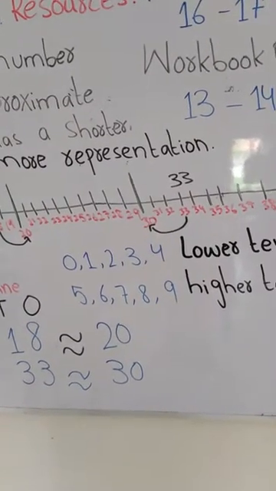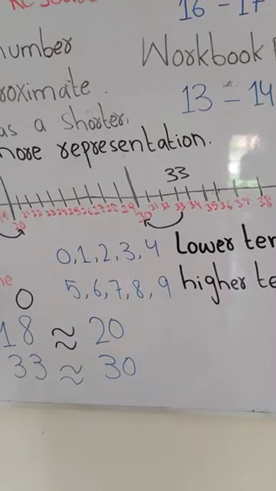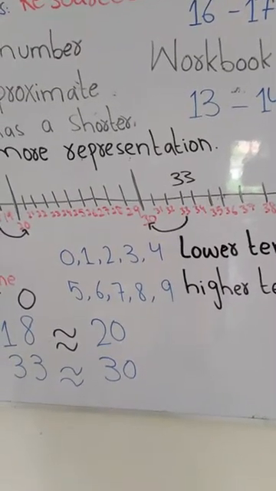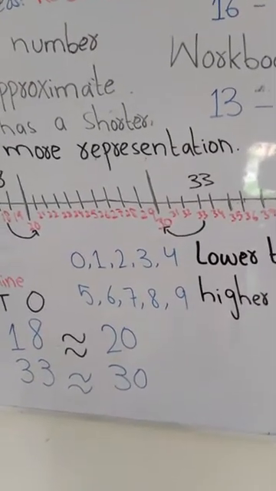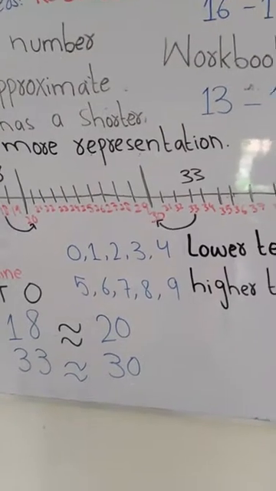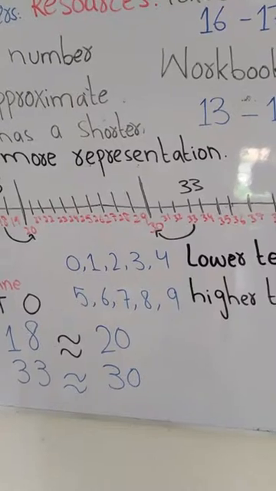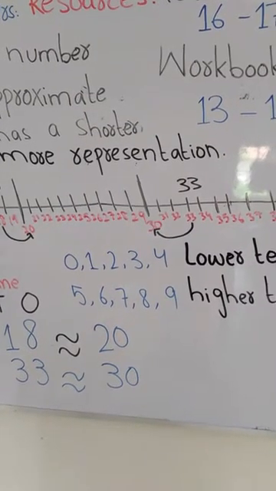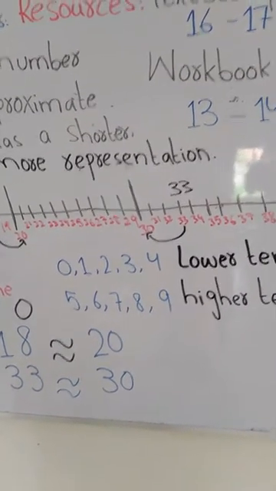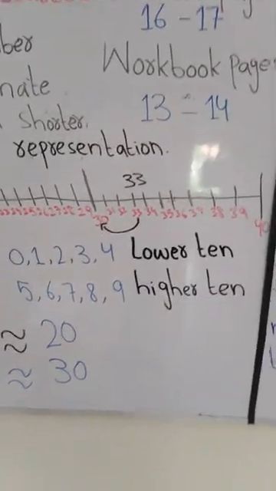This means we have to count back. When there is a digit 0, 1, 2, 3, 4, we have to count back. If the digit in the ones place is 5, 6, 7, 8, 9, so what do we do? We round off to the higher 10, which means we have to count forward.